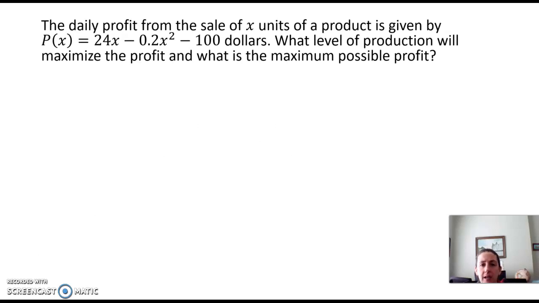Let's look at an application problem. The daily profit from the sale of x units of a product is given by P of x equals 24x minus 0.2x squared minus $100. What level of production will maximize the profit, and what is the maximum possible profit?